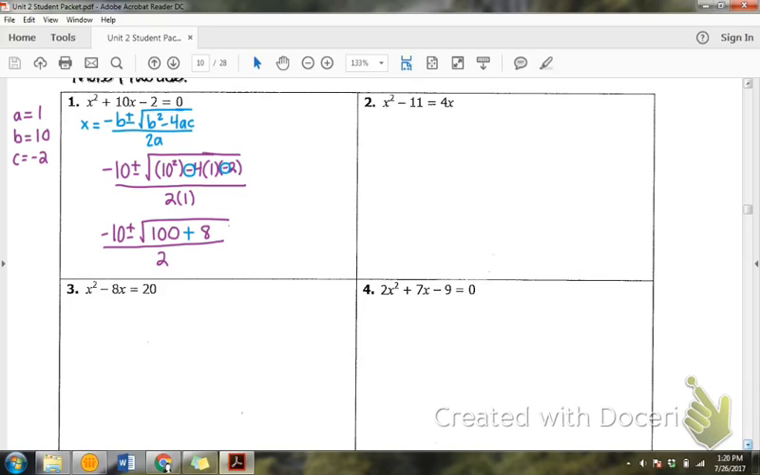All right, let's simplify. Negative 10 plus or minus the square root of 108 divided by 2. What do we need to do with that 108? Factor it, simplify it, take the square root of it. So if you want to put it off to the side over on the left beneath your ABC, that's fine. Okay, what two numbers make 108? If you don't know, you could always start with 2, right? Because it's an even number.